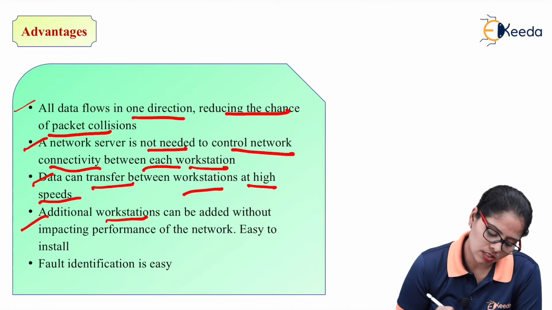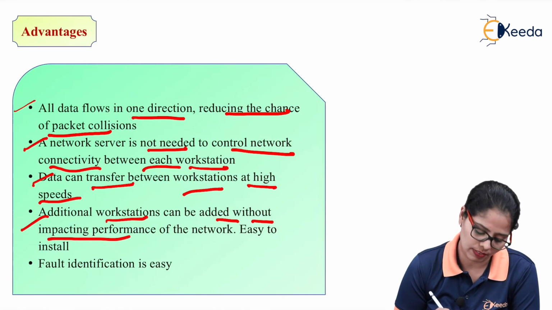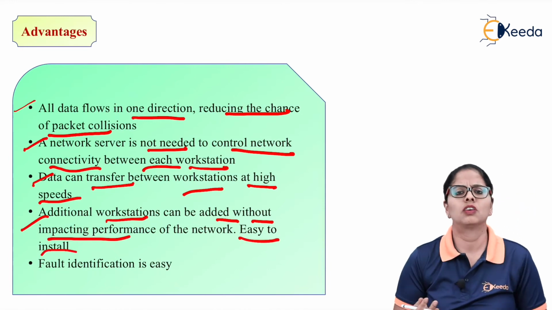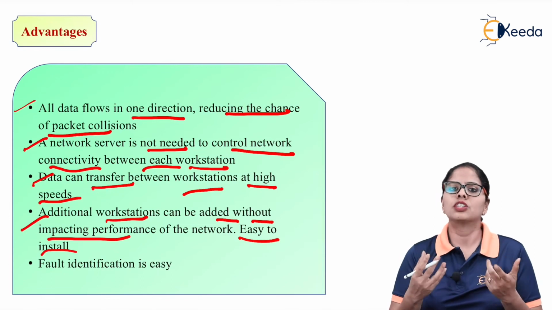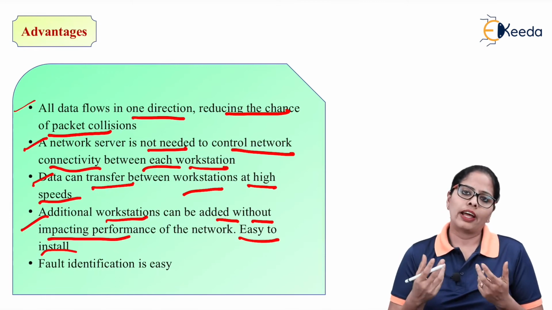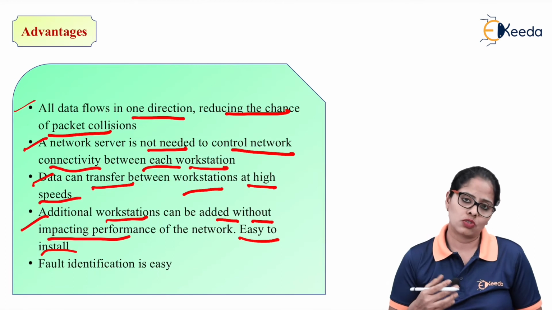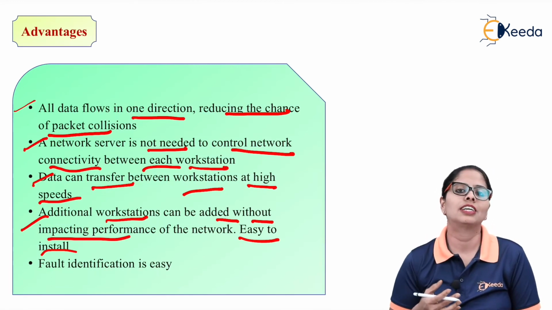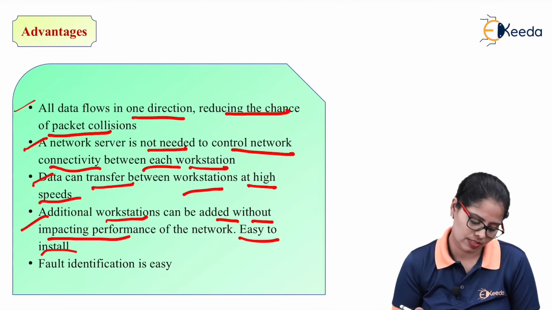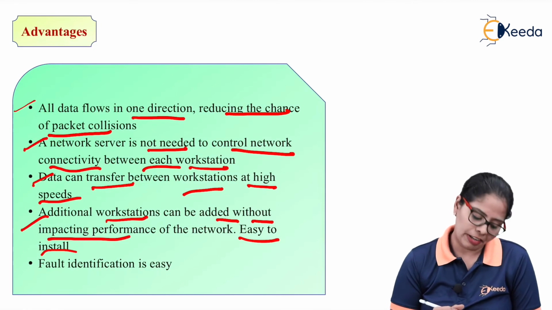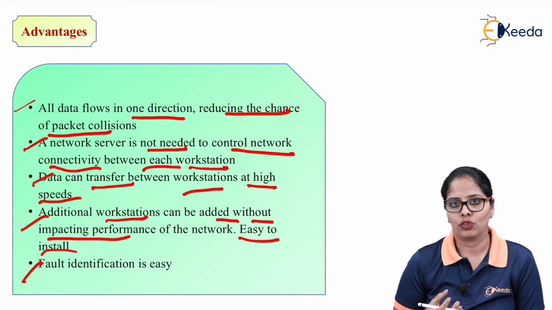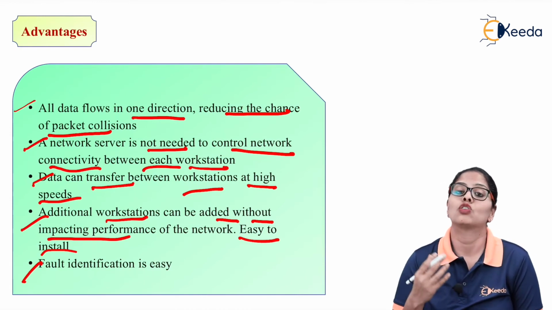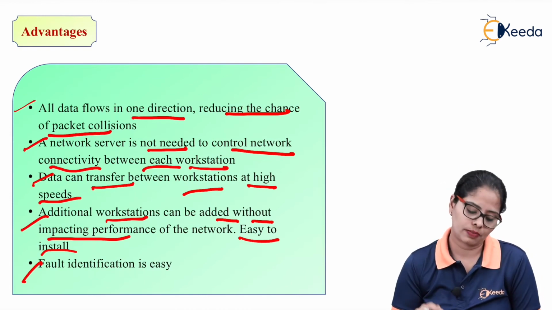Additional workstations can be added without impacting the performance of the network, and it is easy to install. Just now we discussed, whenever I want to add a new device, what do I have to do? I just have to remove the two connections, or add the two more connections. In this way, you can add a device as well as remove a device. Fault identification is also easy in this case, where the link goes down, finding out that link is also easy.